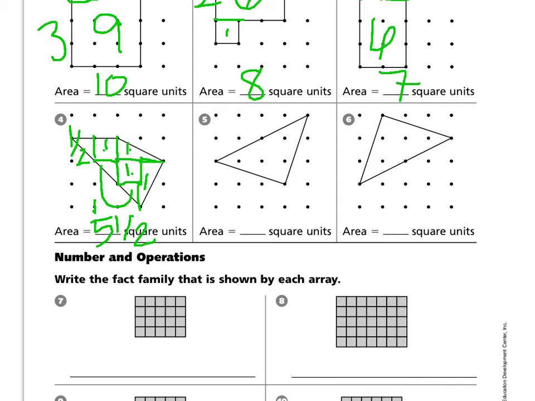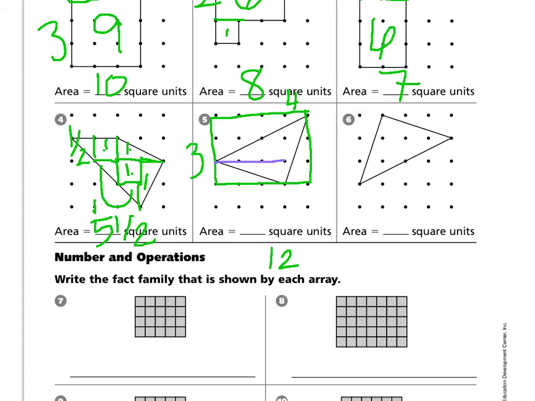For number 5, you might want to put a box going around it. Find out how much the box is and then subtract. So I know that this is going to be a 3 by 4. So I know total that it's going to be 12. However, I need to subtract from what I have here.